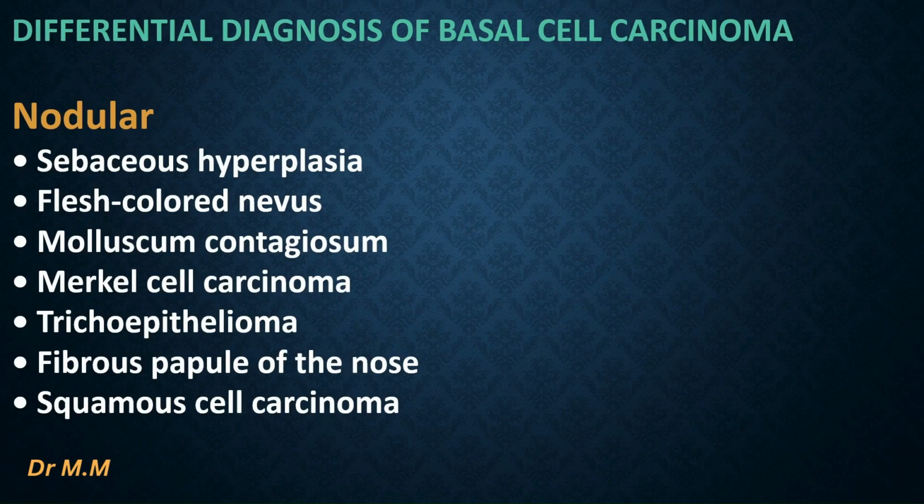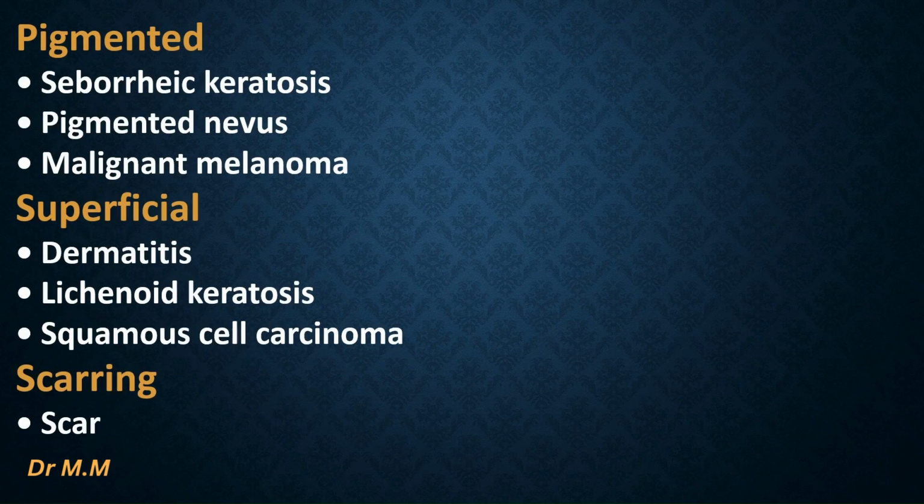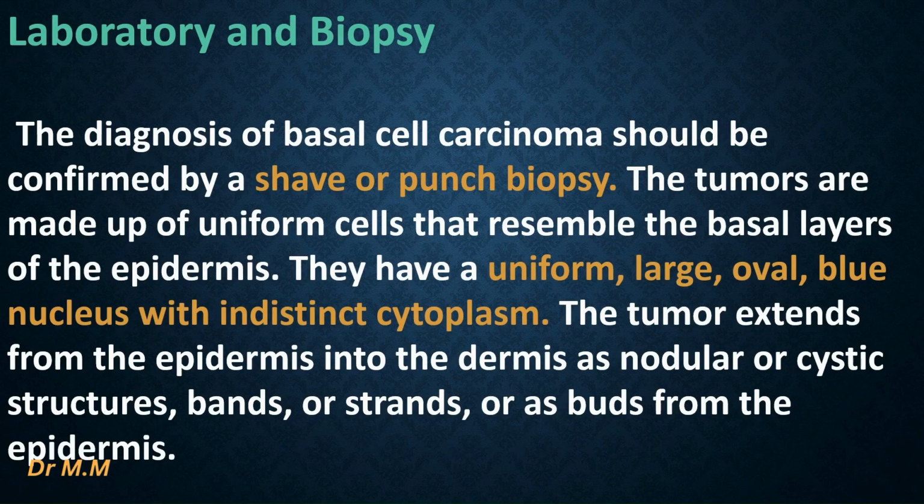The differential diagnosis for nodular basal cell carcinoma are sebaceous hyperplasia, flesh-colored nevus, molluscum contagiosum, Merkel cell carcinoma, trichoepithelioma, fibrous papule of the nose, and squamous cell carcinoma. And the differential diagnosis for pigmented basal cell carcinoma are seborrheic keratosis, pigmented nevus, malignant melanoma, and for superficial basal cell carcinoma, dermatitis, lichenoid keratosis, squamous cell carcinoma, and for scarring basal cell carcinoma, the differential diagnosis is scar.